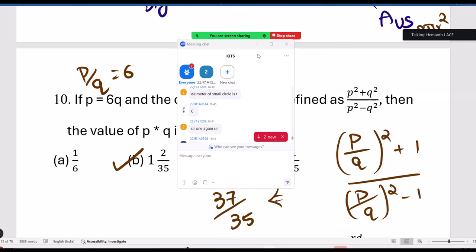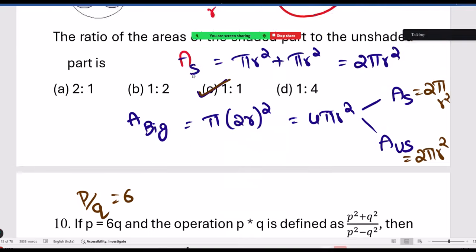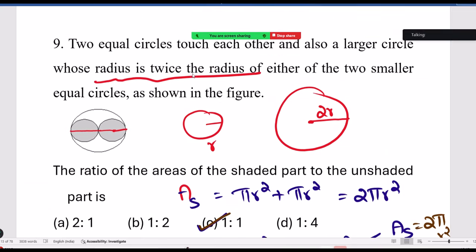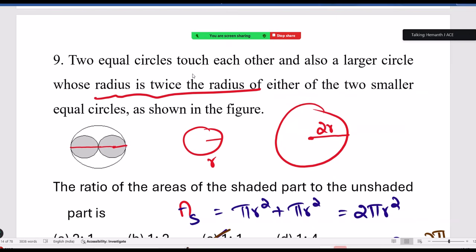Diameter of small circle is R. Okay, the notation can be anything. Why? Okay, diameter, I am talking about radius. No, I took radius as R. You take diameter as D, then the big circle diameter will be 2D.